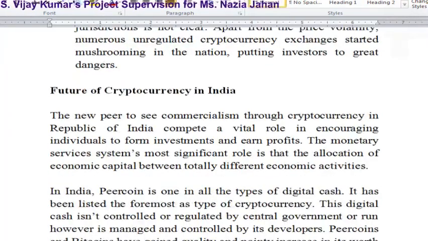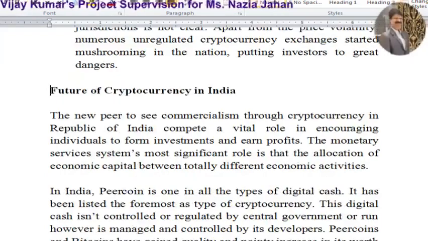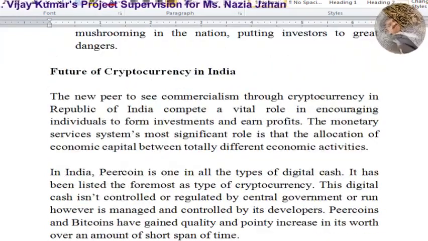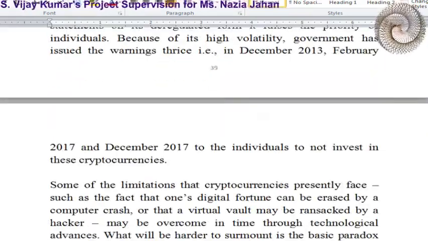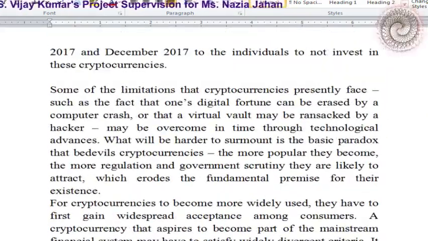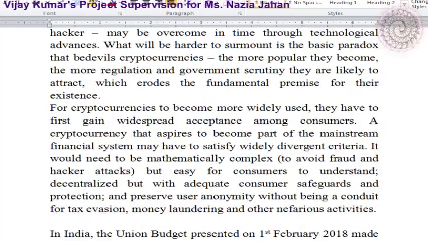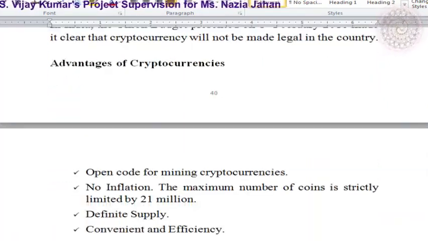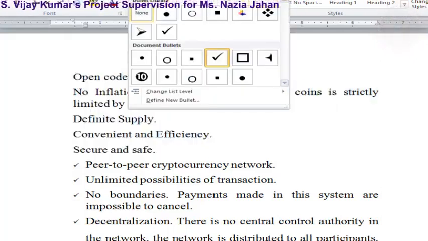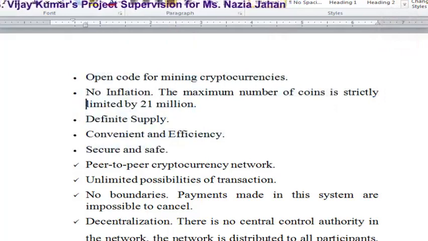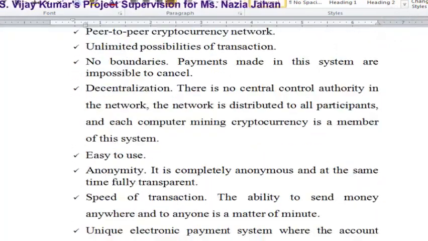Give the gist of it in one or two paras if you want. Future of cryptocurrencies in India. You write here, this is completely gone to a different thing. So this has to change completely. Coming to advantages, never use these wallets, ticks, etc. These are fashionable bullets. Never use that. It's a serious project. And when you are using bulleted lines, these full stops are not required.